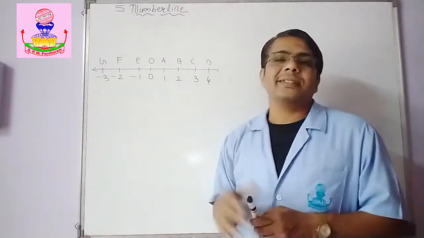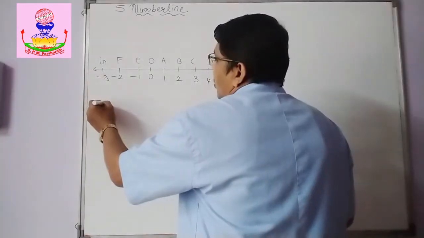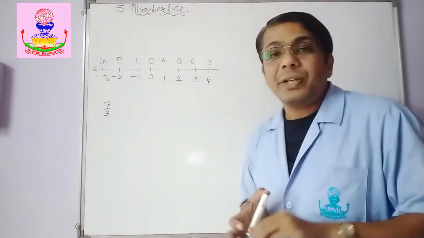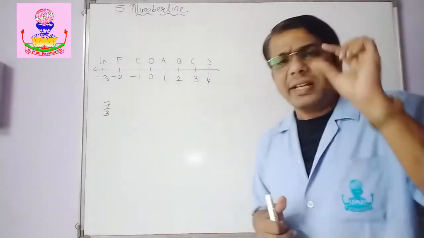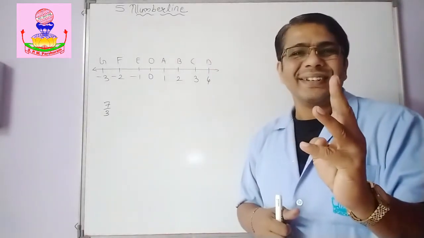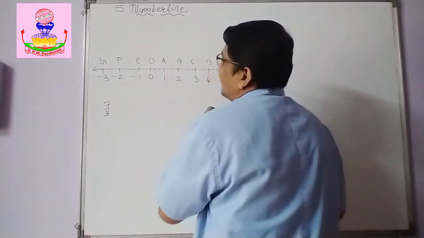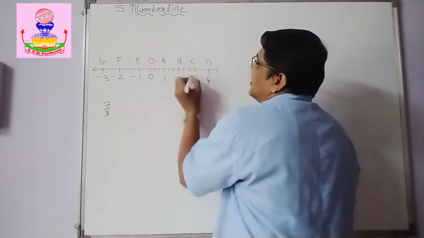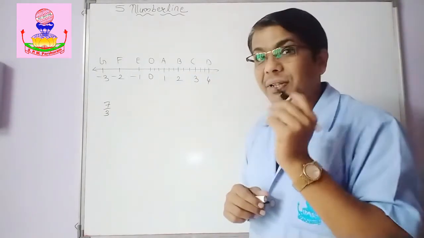And suppose there are rational numbers to be represented. For example, if I want to represent 7/3. Now see the denominator in that case. What is the denominator? 3. What it means is that each unit part is divided into 3 equal parts. So here, 1, 2, 3. Then 1, 2, 3. And here 1, 2, 3. Now let us see, where is our 7/3?